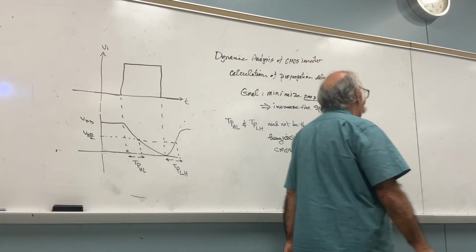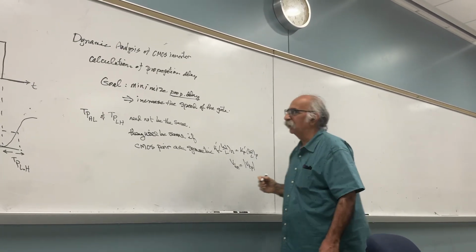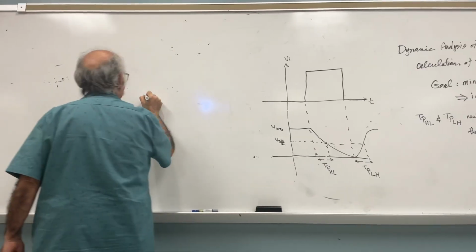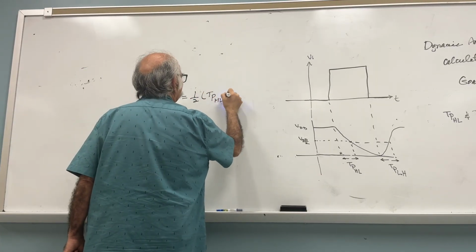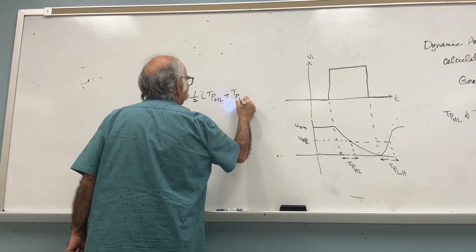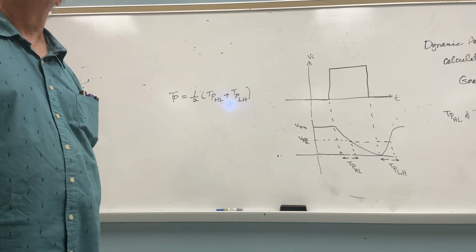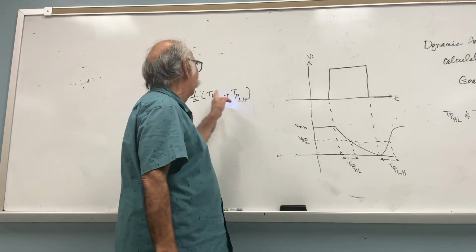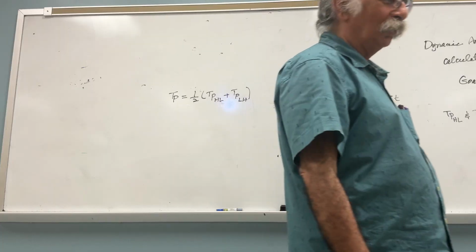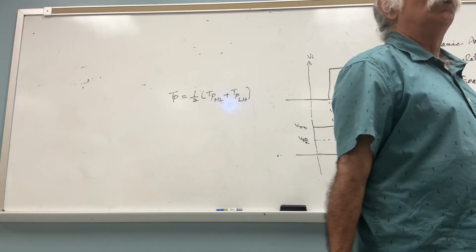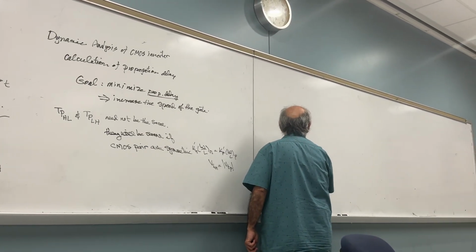Okay, so let's see if you can help me. By the way, what is tP total? tP is the average of the two. I use the average of the two. By the way, if they are equal, then tP is the same as either one of them. But if they are not equal, you take the average value. Okay, let's look at this one first before we get to the CMOS.